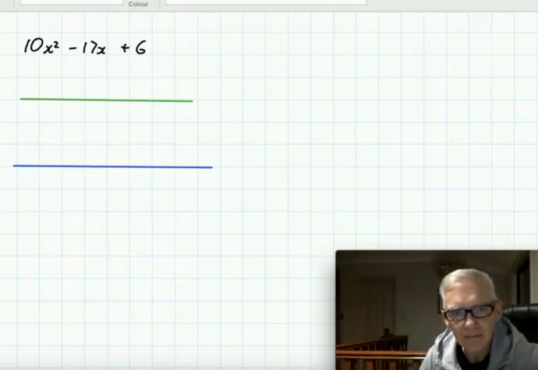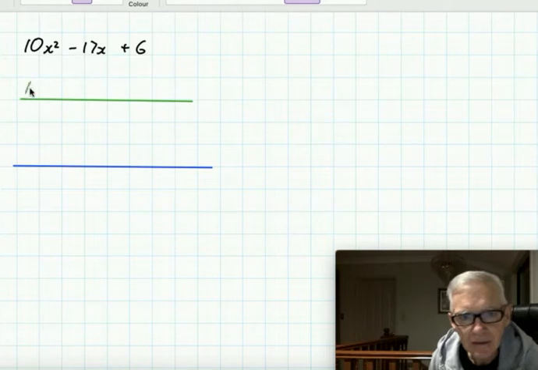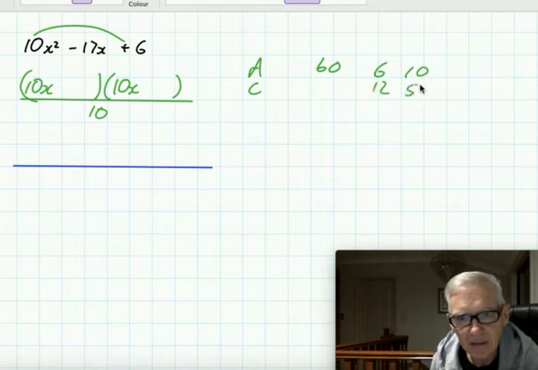And here's another one, this one here, 10x squared. So we're going to start with doing this, 10x, and we're going to assume it's another 10x, and so we're going to have to divide it by 10. Then that's the assume part. Now we calculate, first times last, 60. 10 times 6, 12 times 5 is 60. The last number is positive, this is negative, so we need 2 negatives there. And negative 12 and negative 5 make the 60.